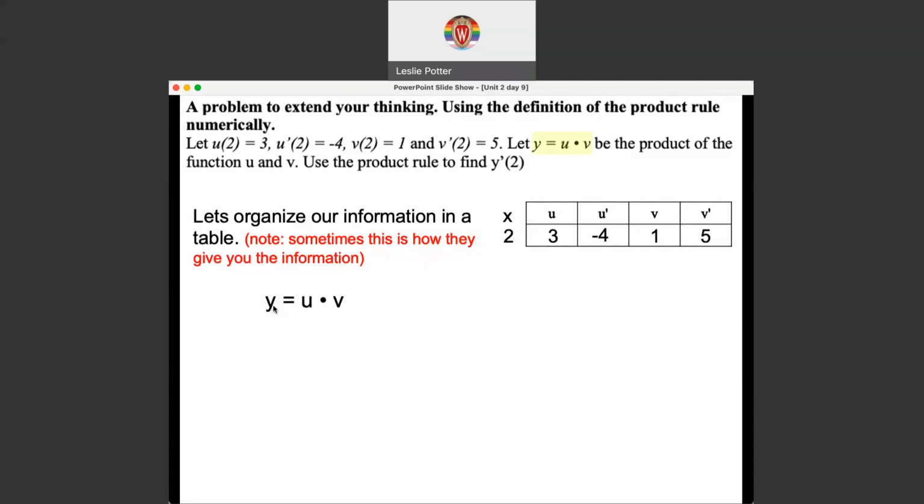Okay, so we know that y is the product of u and v. So now I'm going to use that definition. I know this is u prime times v plus u times v prime. I'm just going to grab these right out of the table. What is u prime? It's -4. What is v? It's 1. What is u? It's 3. And what is v prime? It's 5. So this is where the definition is really handy. Mathematically, that's -4 plus 15. That's 11. So the derivative y prime at x equals 2 is 11. So that's how this definition can be used to find answers super quick.